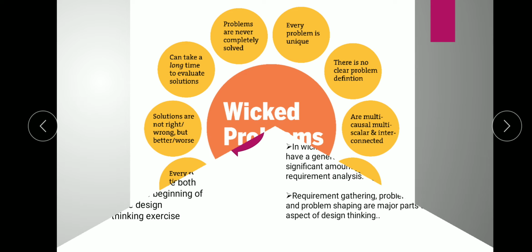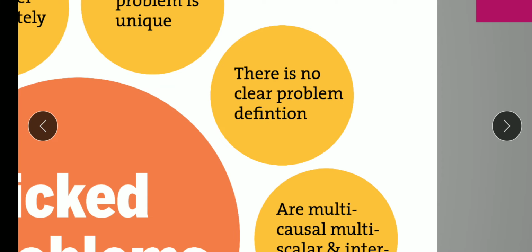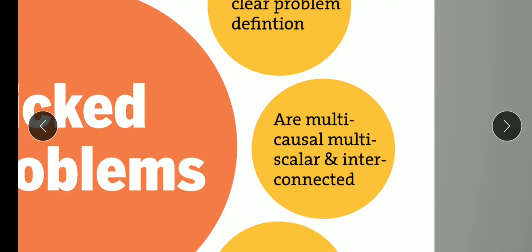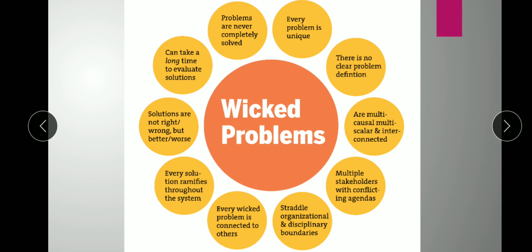So, talking about wicked problems, every problem is unique and there is no clear problem definition. They are multi-causal, multi-scalar and interconnected, and there are multiple stakeholders with conflicting agendas. Every wicked problem is connected to others. Solutions are not right or wrong, but better or worse. I guess you can understand it here.